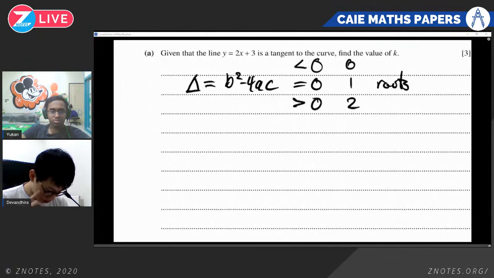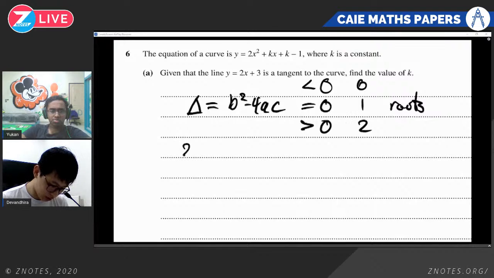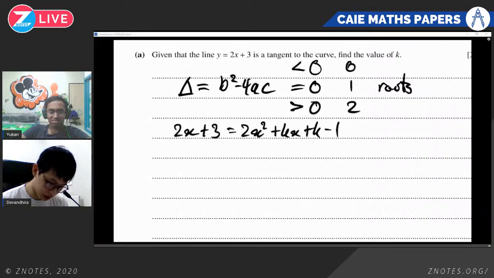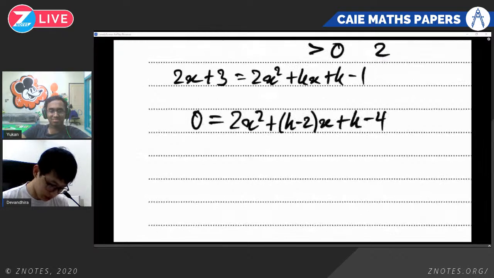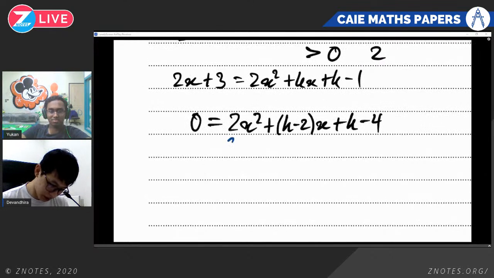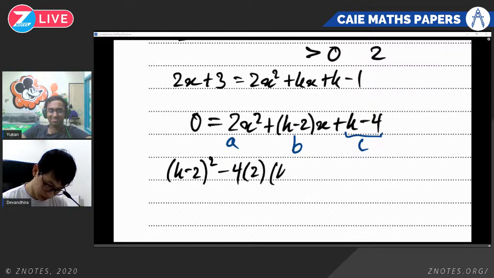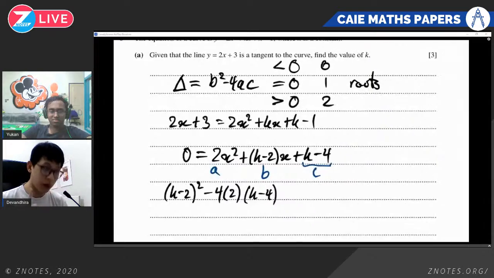Right. So let's do that. Let's equate these two first together. 2x plus 3 is equal to 2x squared plus kx plus k minus 1. It only meets once. We'll make everything to one side first: 2x squared plus k minus 2 x plus k minus 4. This is the time where you use the discriminant. Let me just write a, b, c right here. So we have k minus 2 squared minus 4 times 2 times k minus 4, because we only want one root, equated to 0.